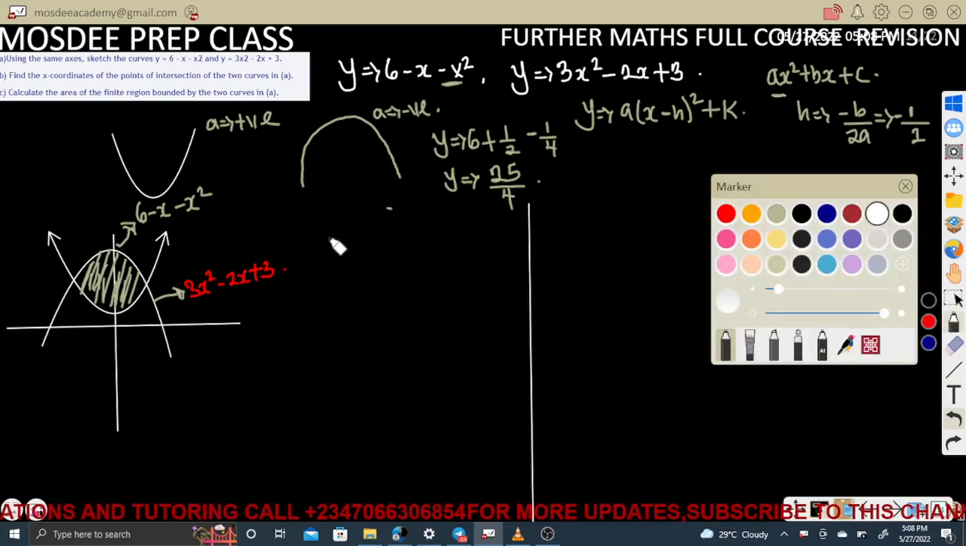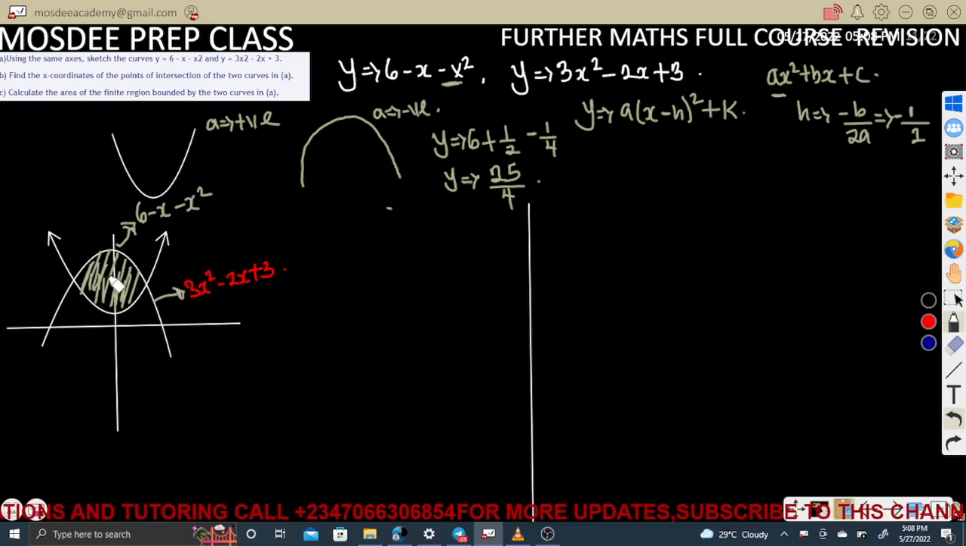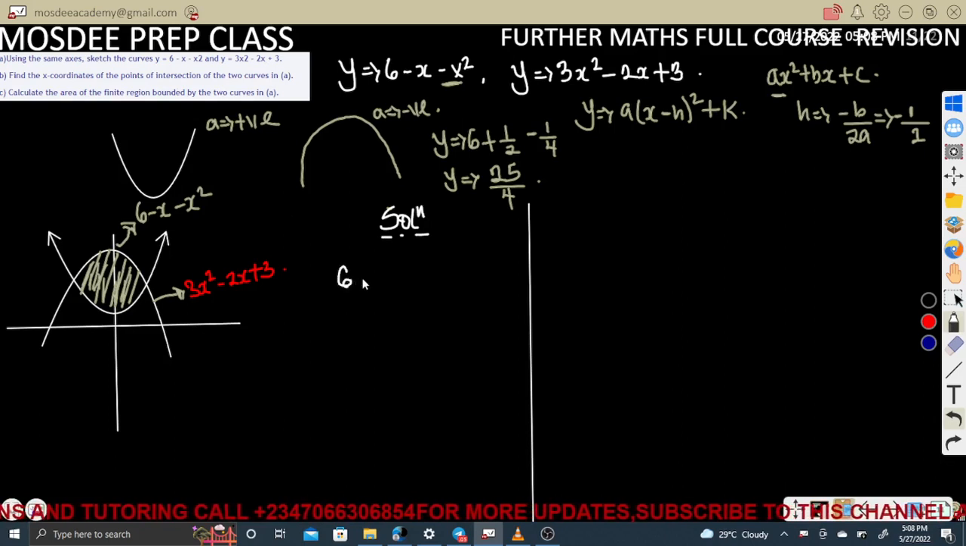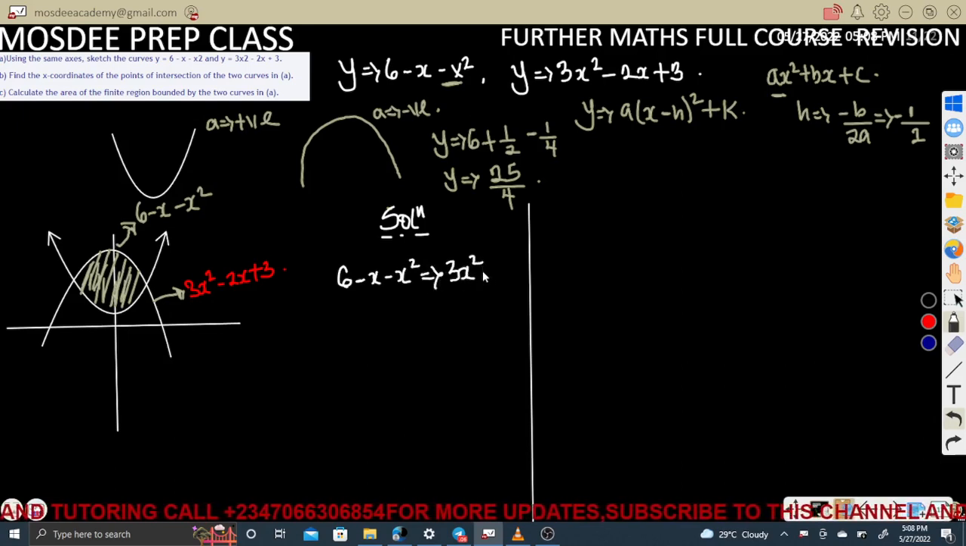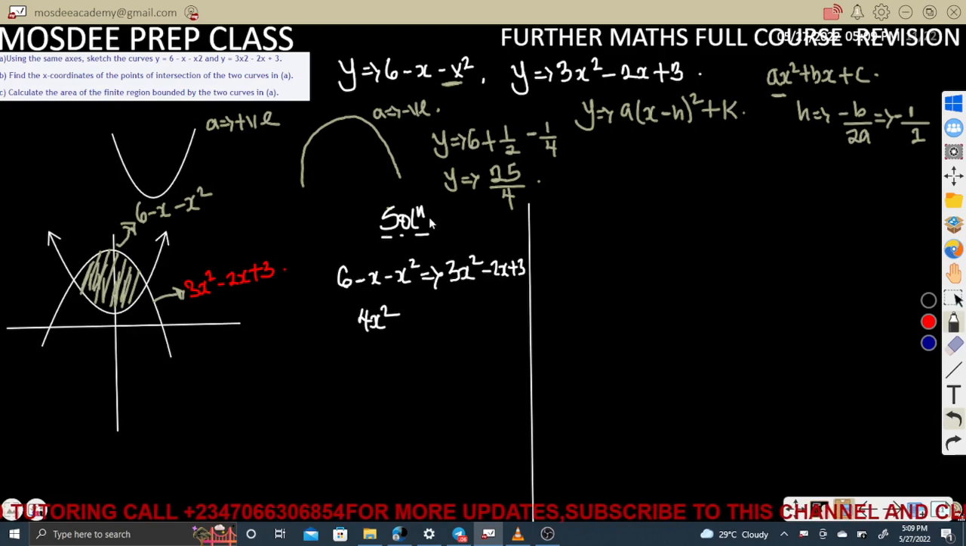To get the x-coordinate, the curves are going to meet at a point, the points where they are equal to each other. So just set the equations equal. I start with the solution to the question. y equals 6 minus x squared. You equate it to the second equation, 3x squared minus 2x plus 3. On simplification, follow my lead, it's always simple. This gives 4x squared. I hope you can follow. This is negative 2x plus x, that is negative x. 3 minus 6 and minus 3 is equal to 0.